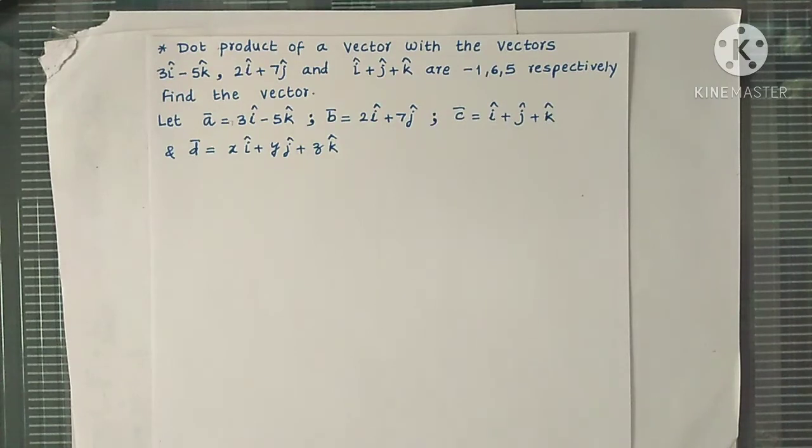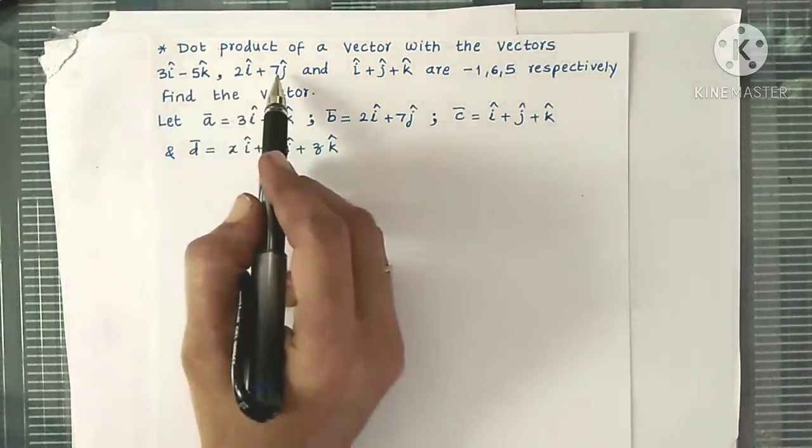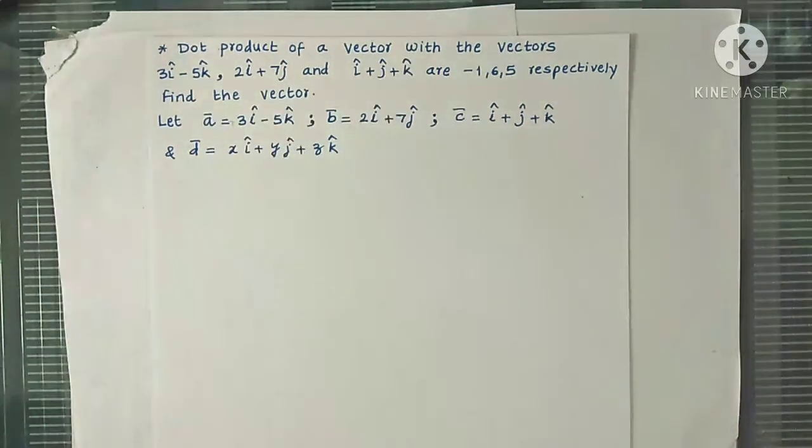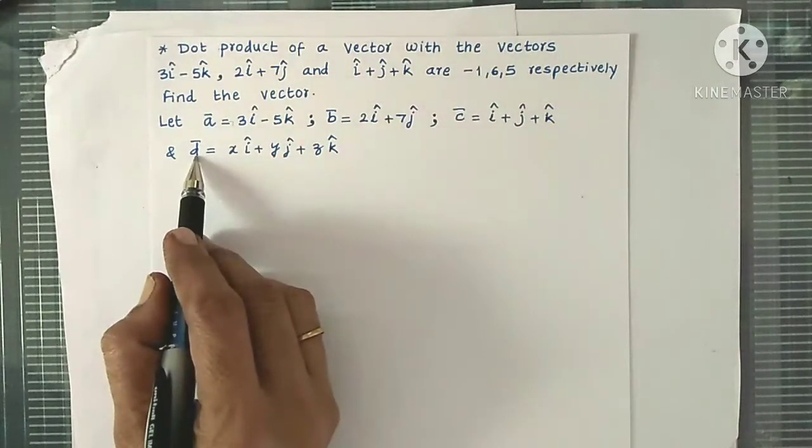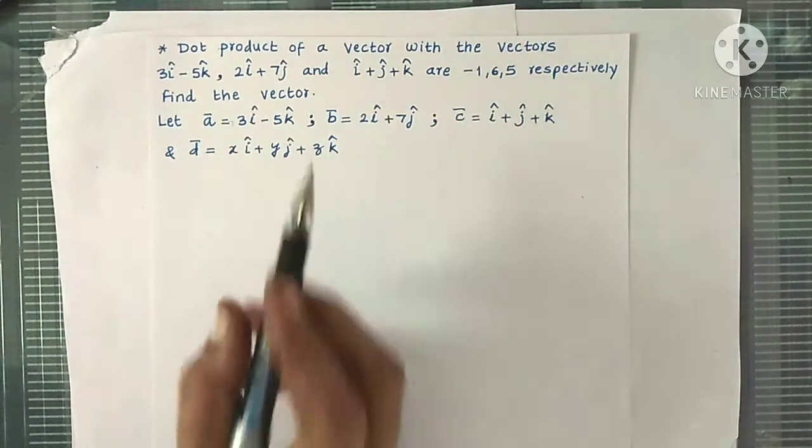It is given that the dot product of a vector with the vectors 3 i cap minus 5 k cap, 2 i cap plus 7 j cap and i cap plus j cap plus k cap are minus 1, 6 and 5 respectively. Find the vector. So let the given vectors be a bar, b bar and c bar. So let this be a bar, this be b bar and c bar be i plus j plus k. Now we have to find a vector. So let the required vector be d bar. So d bar is xi plus yj plus zk.